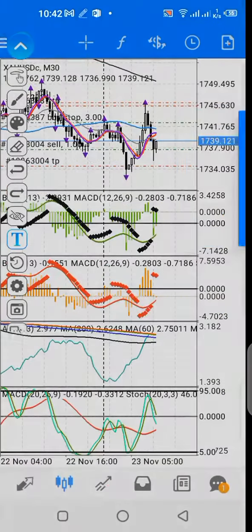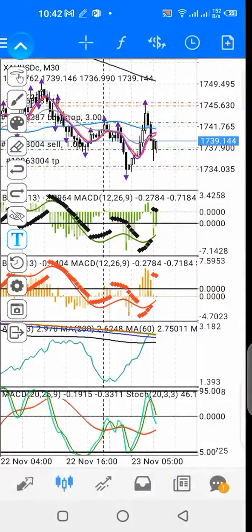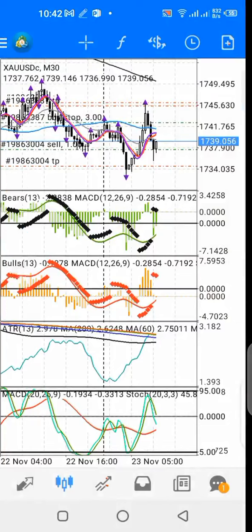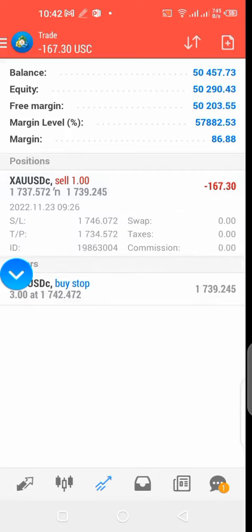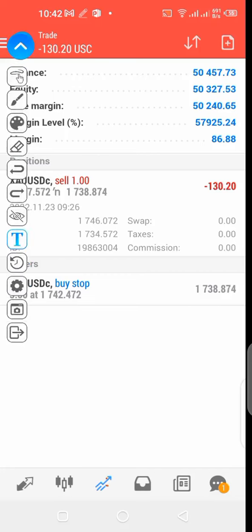Now for the stop loss of the buy stop, you calculate this by subtracting 0.6 from the take profit of this running sell trade to get the stop loss of the hedge pending order, the buy stop. The calculation is done by subtracting 0.6 from the take profit of the running sell trade.